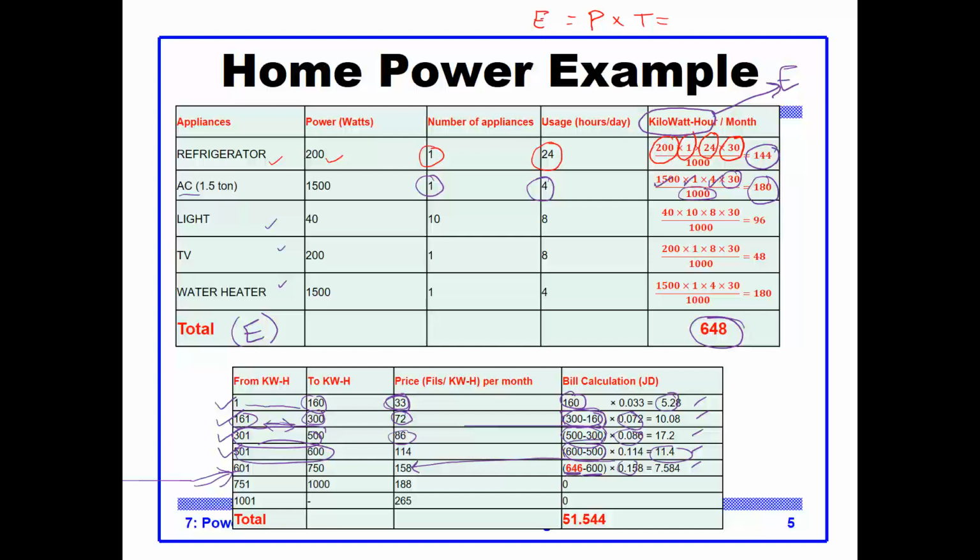And obviously we are not at this bracket because we are less than 700 and 1000, so we ignore calculations here. We plug in zeros and we add all the numbers here, and this turned out to be 51.544 JDs. And this is how they compute our utility bill for the month. Keep in mind that these are example figures, so they are not real numbers, but I just want to show you how we compute those for the electricity bill.